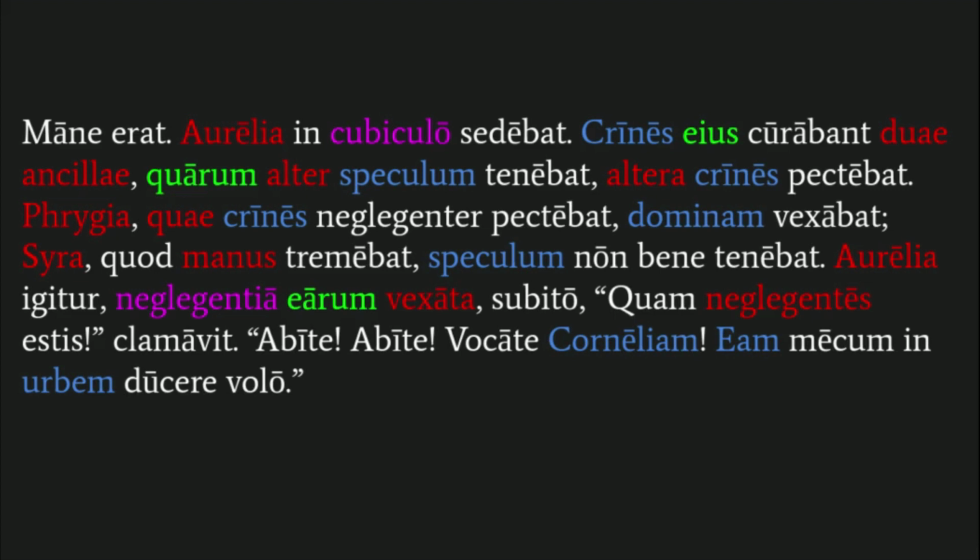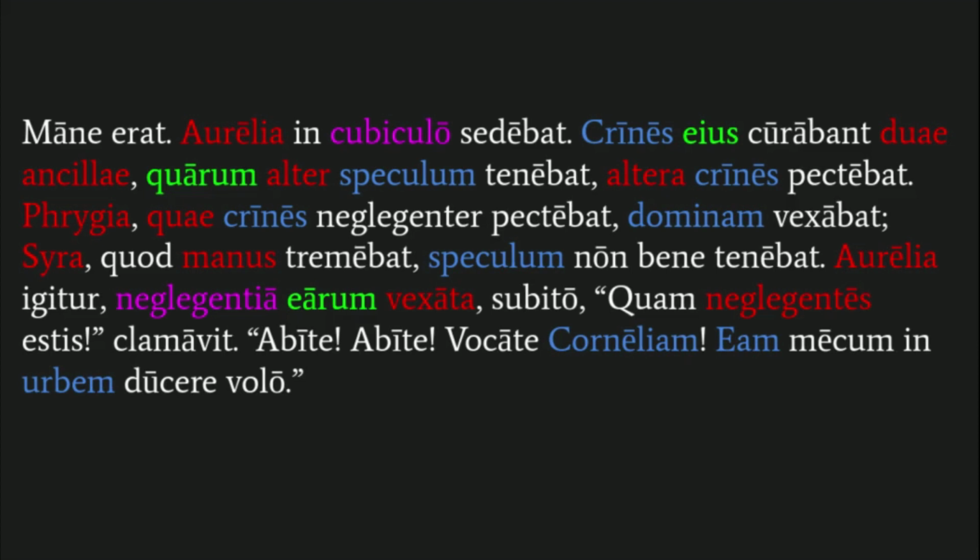So here we have our first relative clause in a sentence. We have crines eius curabant. That's not the subject because we're not saying the hair was taking care of something. We're saying they were taking care of her hair. Crines eius, her hair, meaning Aurelia's hair. The subject is in red here, duae ancillae. So two slave women were taking care of her hair, meaning they were helping her out in the morning.